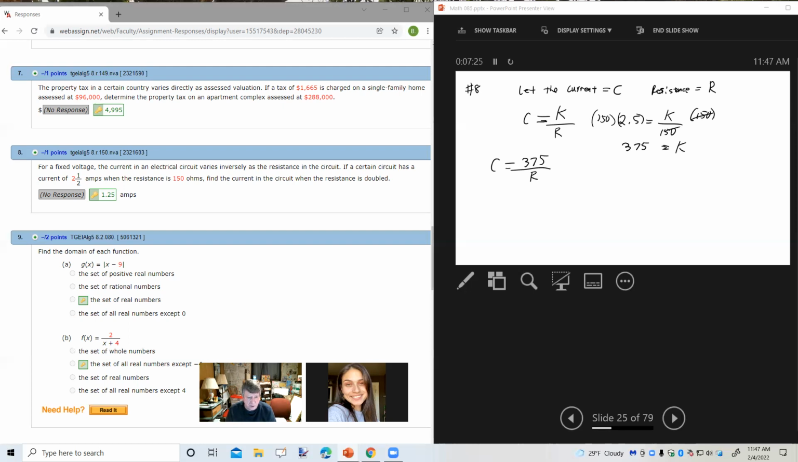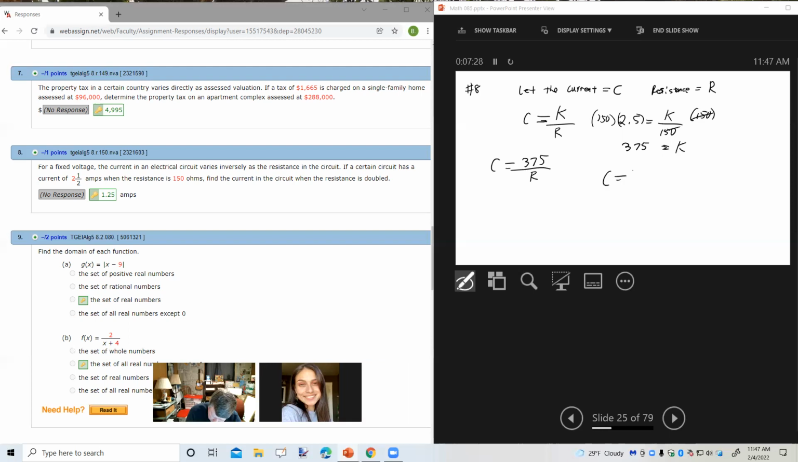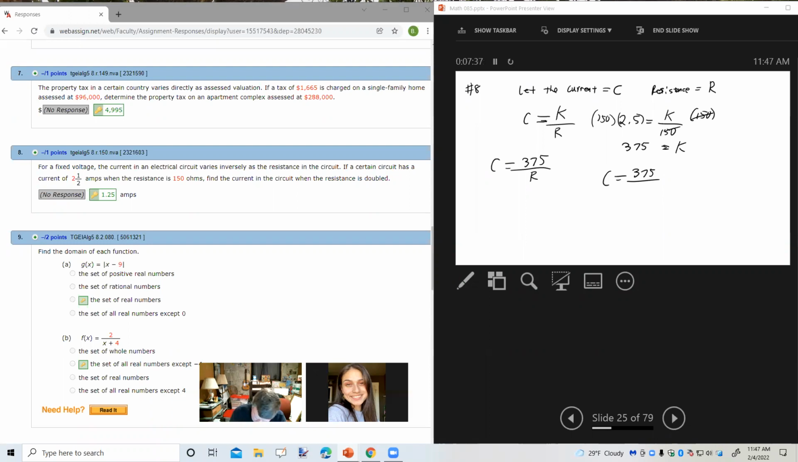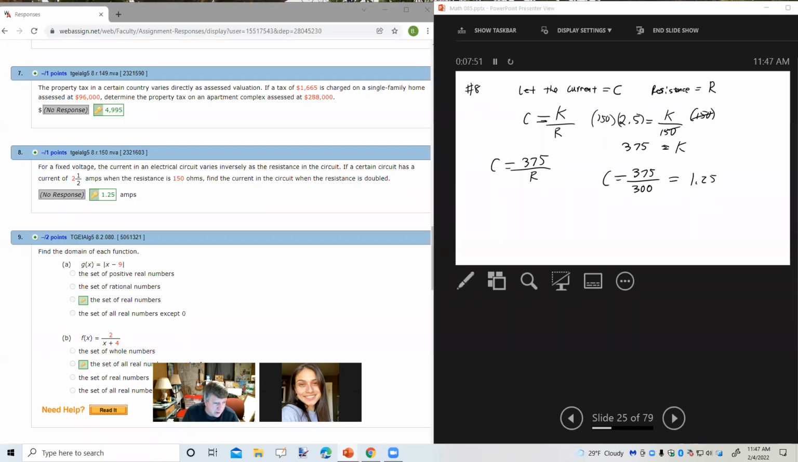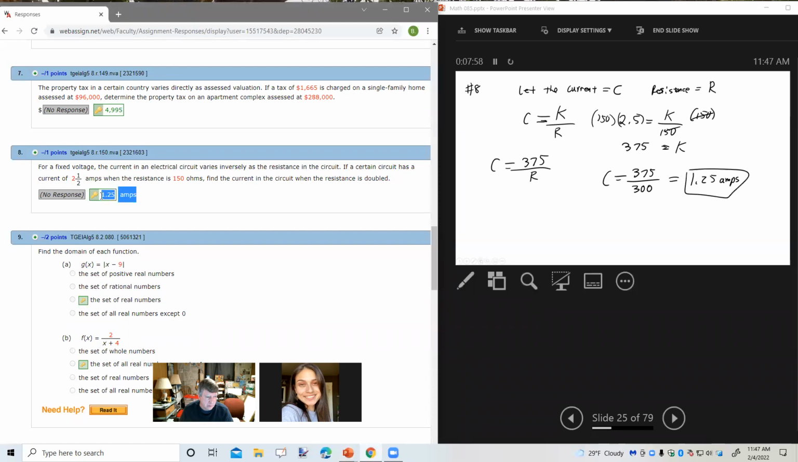Find the current in the circuit when the resistance is doubled. So the resistance was 150 ohms. Now it's going to be 300 ohms. So we're going to take 375 divided by 300, and we get 1.25, and that is amps, as we see over here. Right?